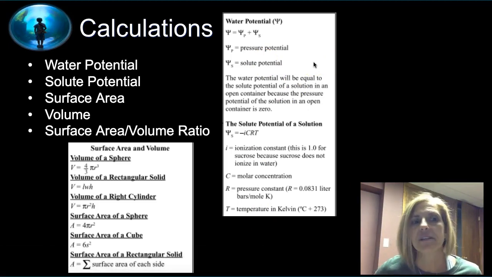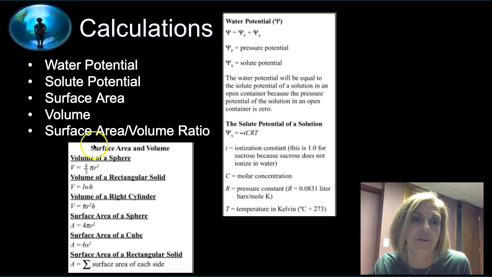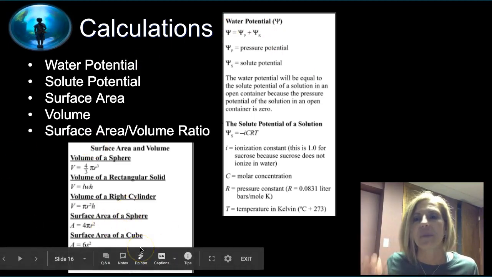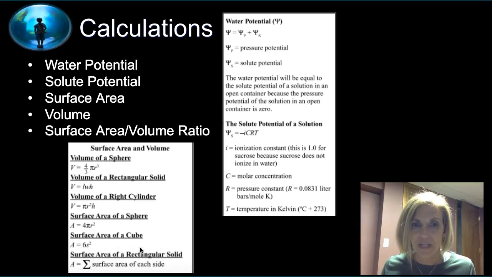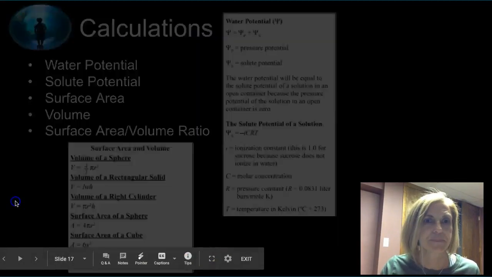Same thing with surface area to volume ratio. I'm not expecting that you would have to calculate that this year, but we do know that the larger the surface area, the better. So it's possible that you'd have to compare two cells. I don't know. Just, again, be familiar with your formula sheet. It is available to you. You can have that out while you're taking the test. So all the calculations are there for you. You just have to plug in the numbers.